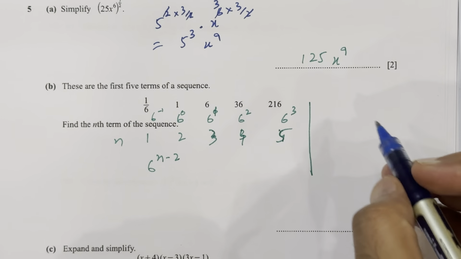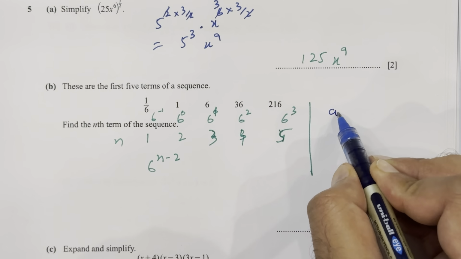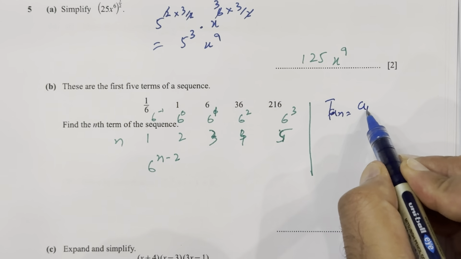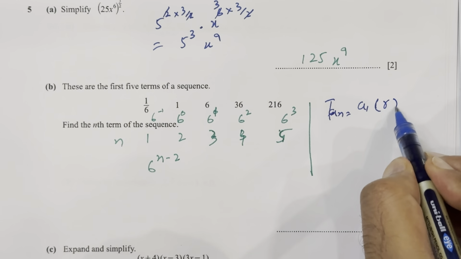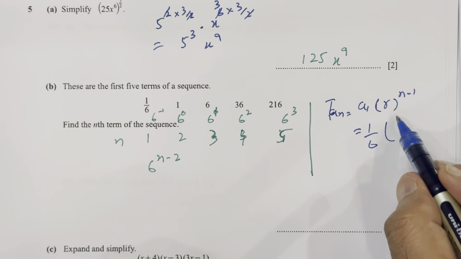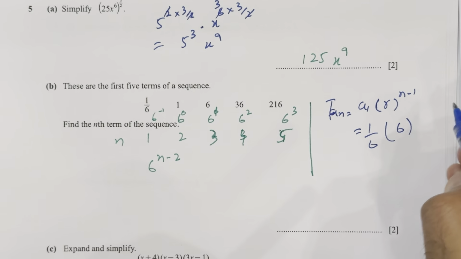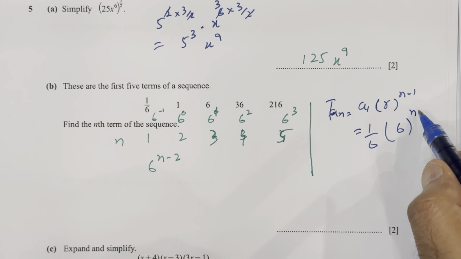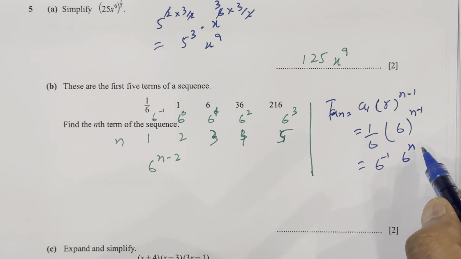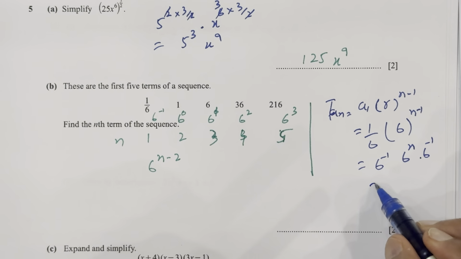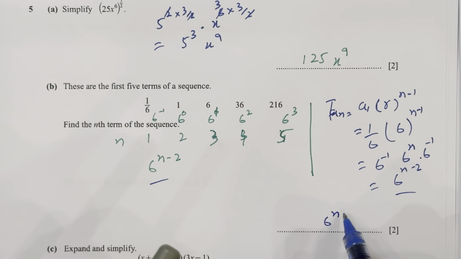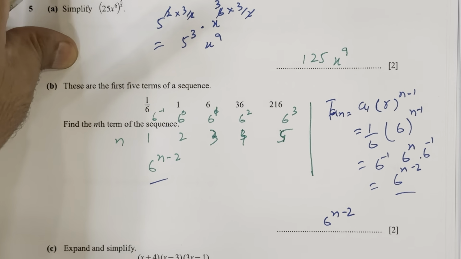We know that for the geometric sequence, the formula for the nth term is a_n equals first term a1 times r raised to n minus 1, and a1 is the first term, that is equal to 1 by 6, and r is the ratio between them, which is 6, and n minus 1. After solving it, 6 raised to power minus 1, 6 raised to power n, and 6 raised to minus 1. It would be 6 raised to power n minus 2. So this was similar. You can choose either of the methods. Both methods are considered correct.